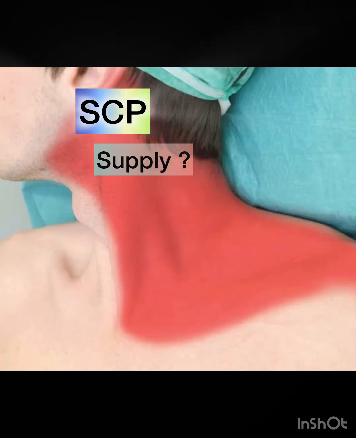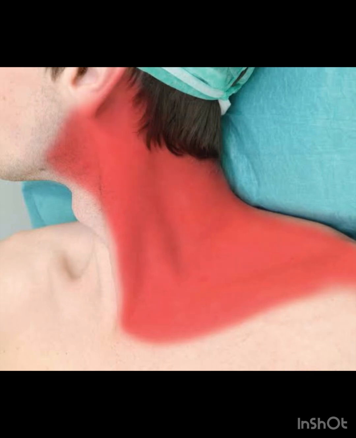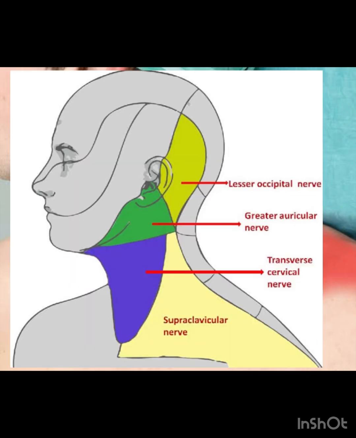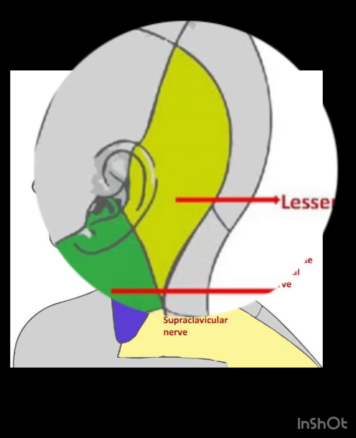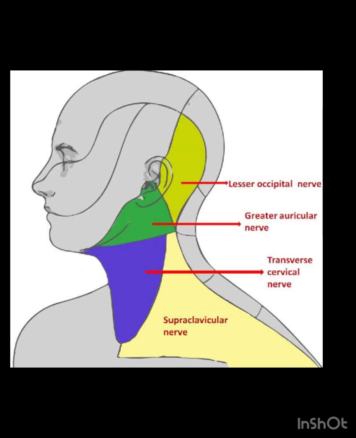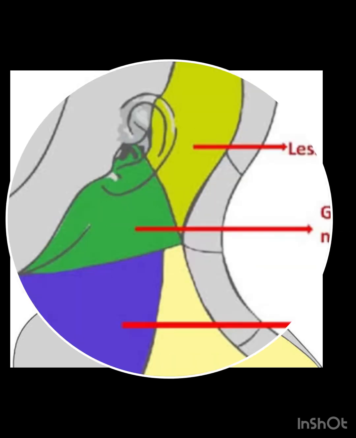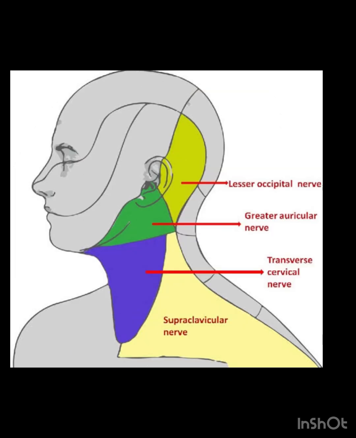Here's a schematic showing the skin innervation of the four sensory branches of the superficial cervical plexus. Lesser occipital provides sensation to the posterior lateral aspect of the scalp and the auricle. Greater auricular nerve provides sensation to the skin of the face overlying the parotid gland as well as the lower part of the external ear and the skin over the posterior lateral scalp and the mastoid process.